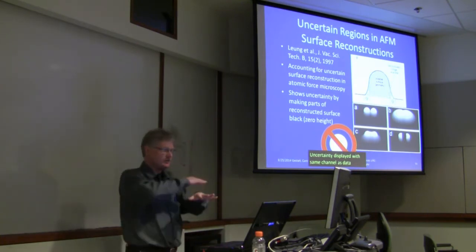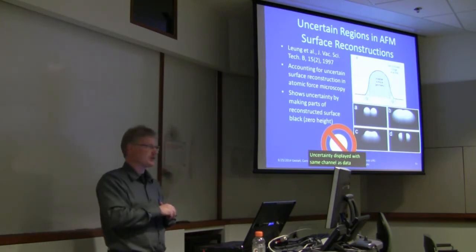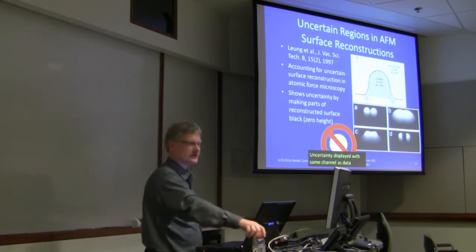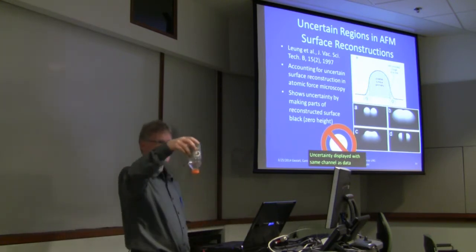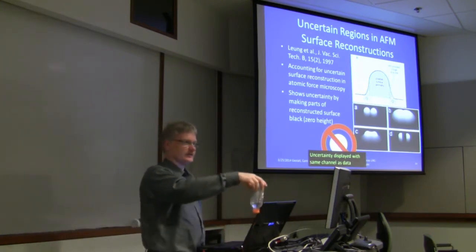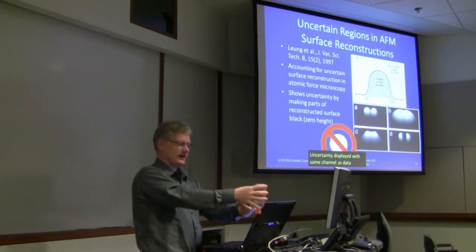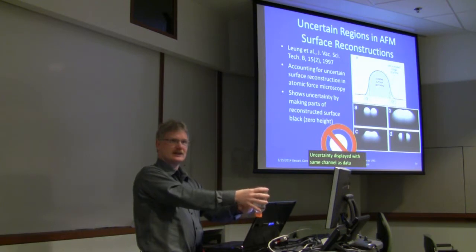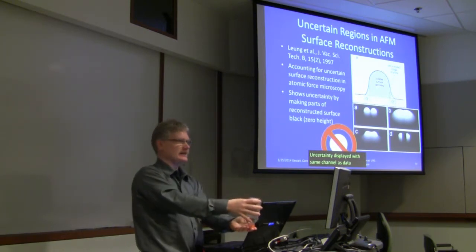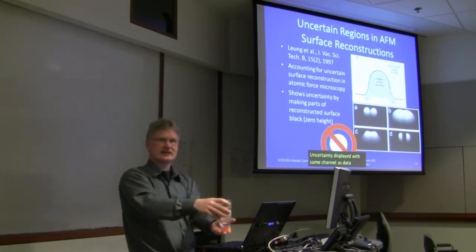So this is trying to do uncertain region AFM surface reconstructions, right? So an atomic force microscope works by taking this tip and scanning it across the surface, right? But the tip has got a slope to it, and so in areas where it's kind of on the side of the tip here, you don't actually know what the value is, right? You've got to estimate the tip, not the value. Whereas flat areas, you've got a really good estimate of what's going on.